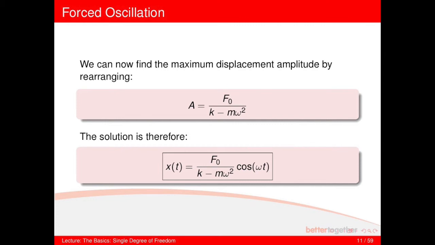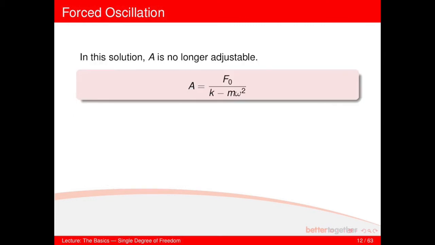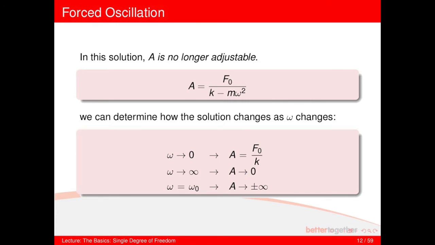So that's the basic case of forced oscillation: single degree of freedom and no damping. Like I said, A is no longer adjustable. It depends entirely upon the sinusoidal force that's being applied. And what we can do is look at how the solution changes as we alter the driving frequency. Now it's quite clear that omega is in the denominator down there.